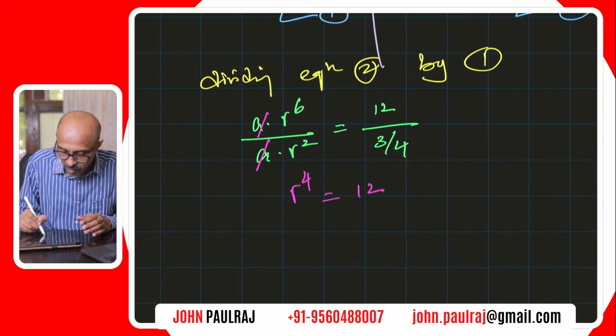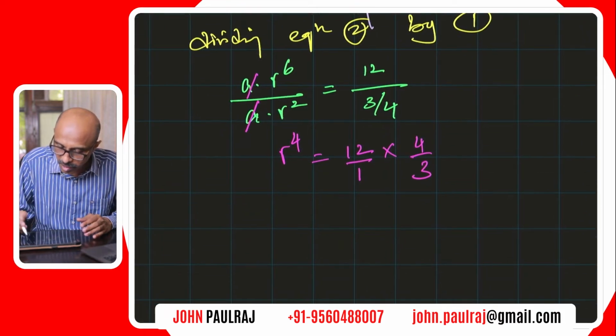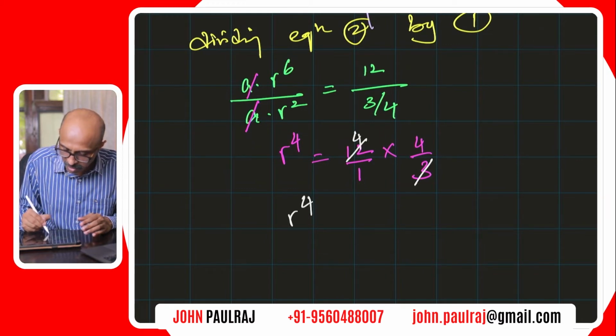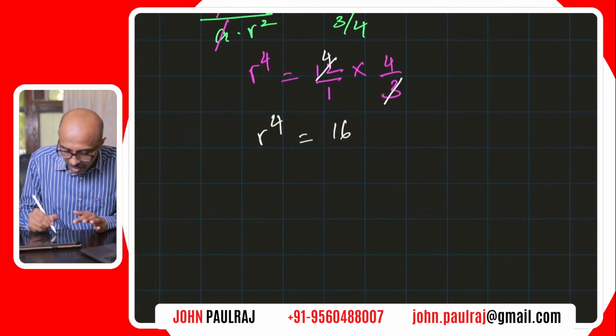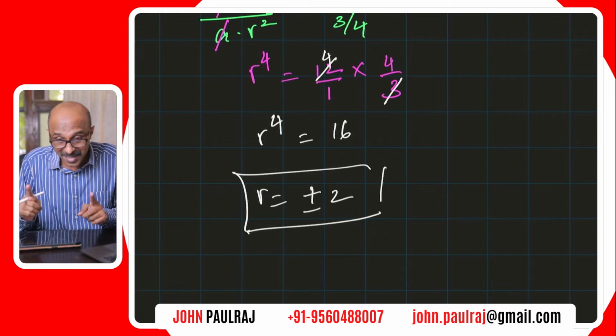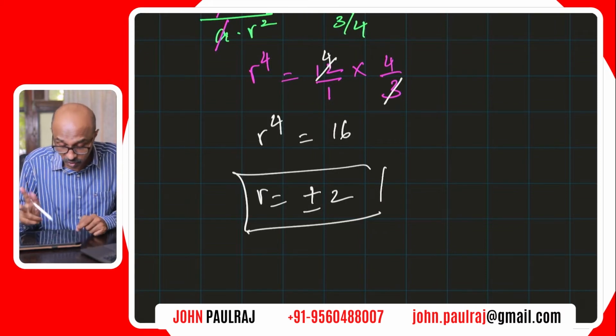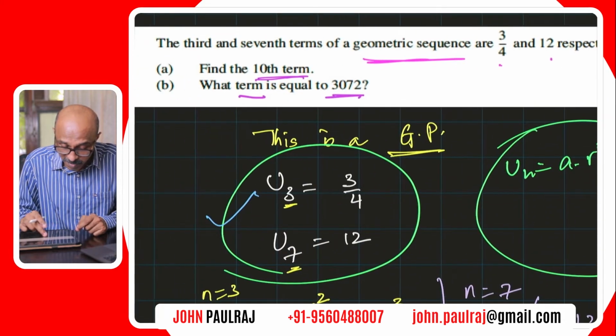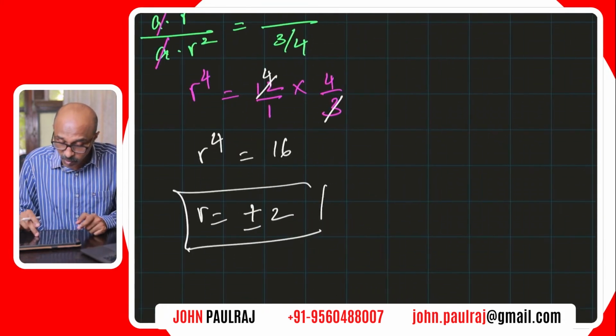On the right-hand side we have 12 times 4 divided by 3, which reduces to 16. So r to the power of 4 is equal to 16, which means that r can be either positive or negative 2. 2 to the power of 4 is 16, and negative 2 to the power of 4 is also 16. So there are two possibilities for r, but we are asked to find the 10th term, and we don't know the value of a.